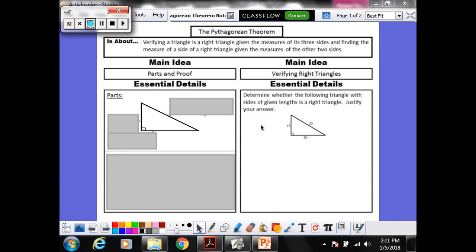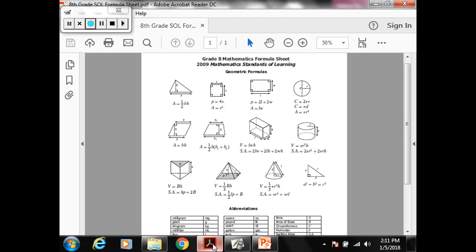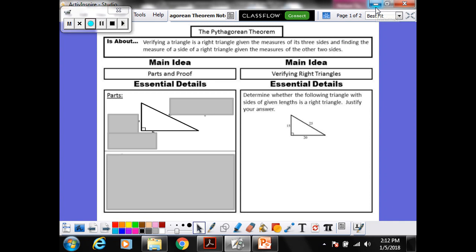Alright, so just a quick thing to note is that on your SOL formula sheet, they're going to give you the Pythagorean Theorem. It's down here in the bottom right. They're going to give you a picture of the right triangle with A, B, and C on it, and they're going to give you a squared plus b squared equals c squared. That is your Pythagorean theorem, in other words, kind of like a formula in a sense. So they give that to you.